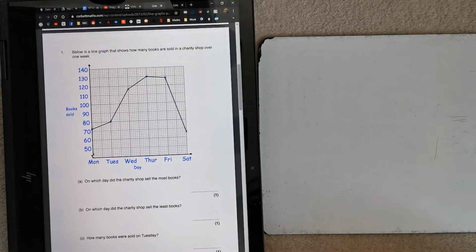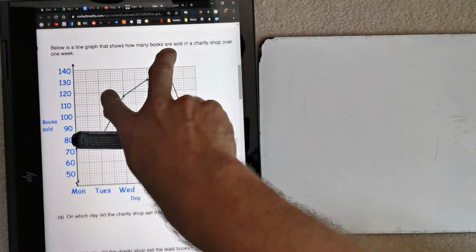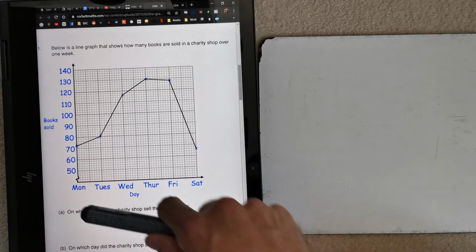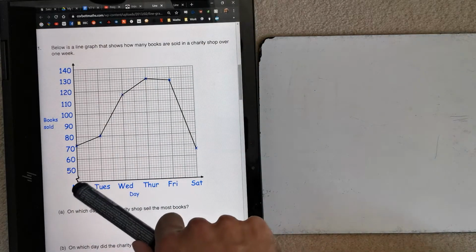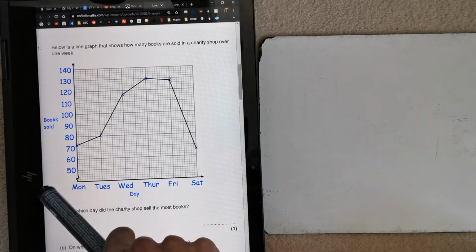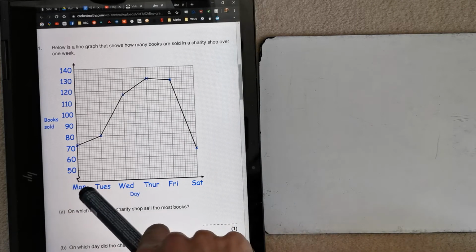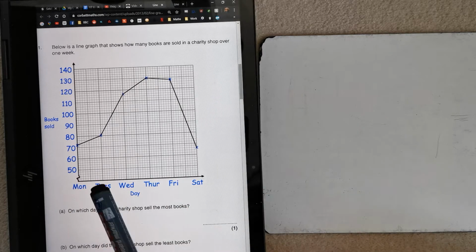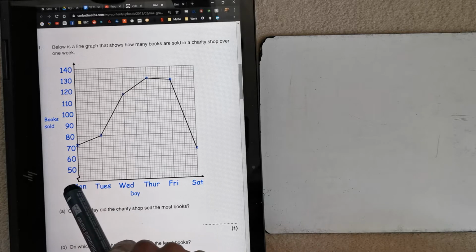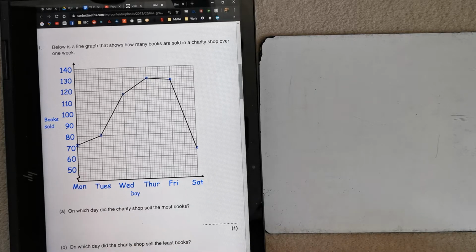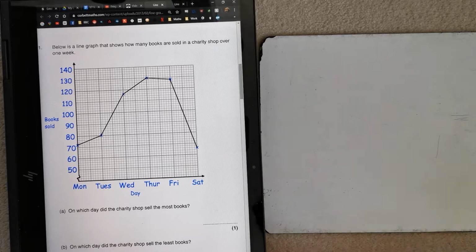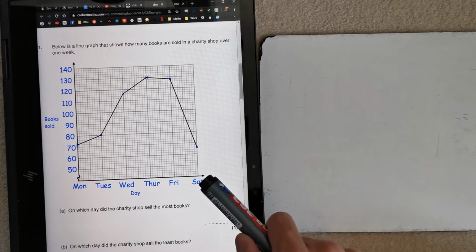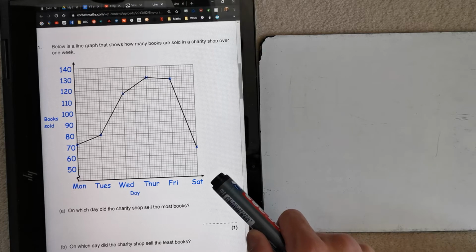First off, what have we got here? It says, below is a line graph that shows how many books are sold in a charity shop over 1 week. Okay. On the y-axis, the vertical axis, it shows the amount of books sold. And on the x-axis, the horizontal one, it's got the day of the week. Okay. Now, that's important. The vast majority of the time you will see a period of time on the x-axis, okay? Whether that is years, minutes, days or whatever. Most of the time, the vast majority of the time, you will see time on there, okay? Right.